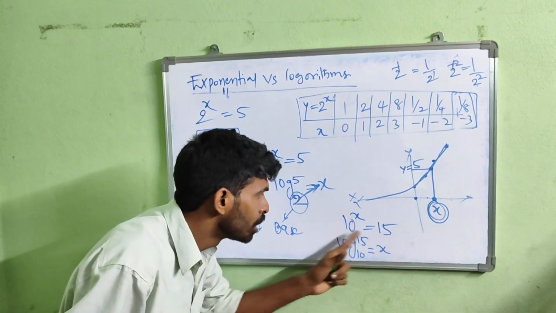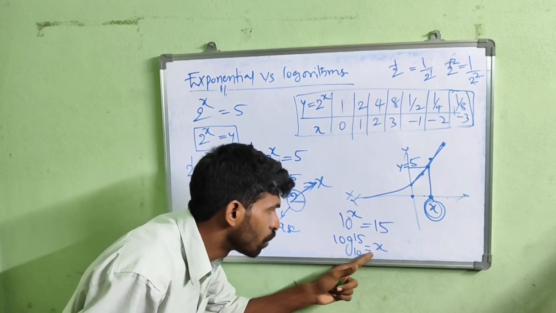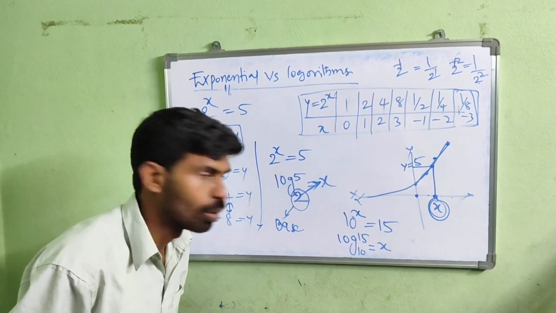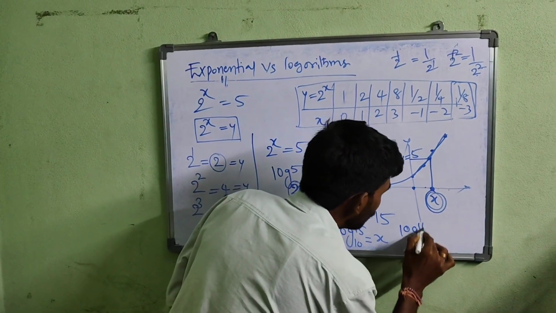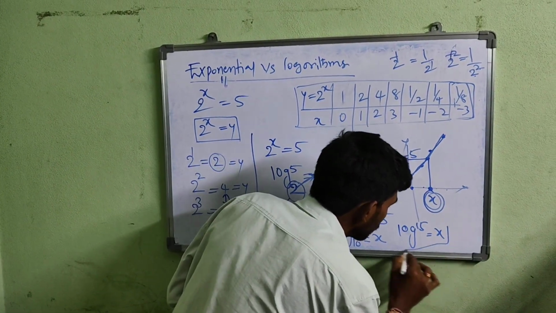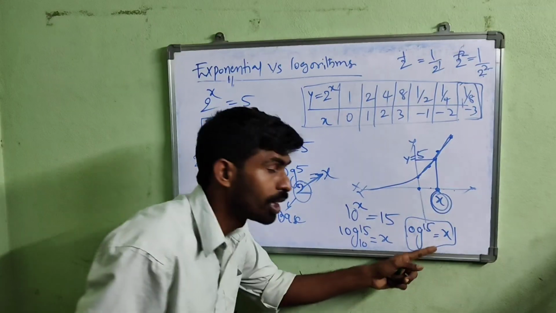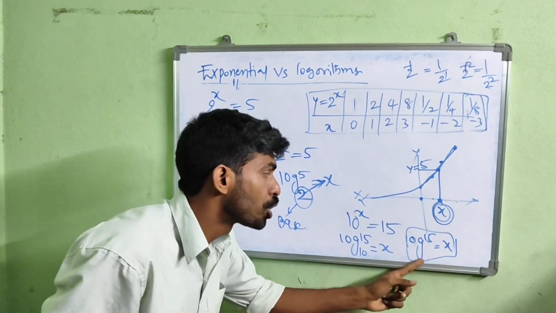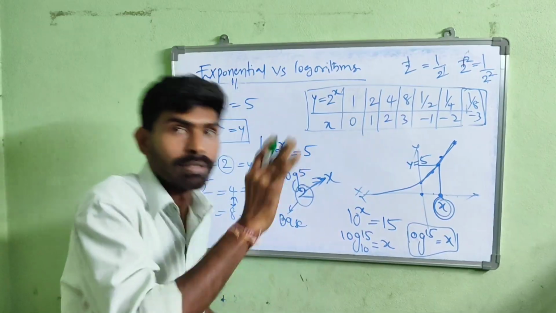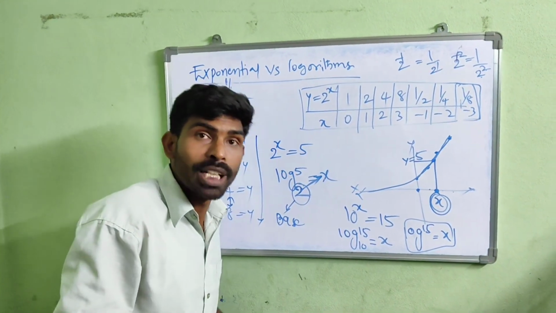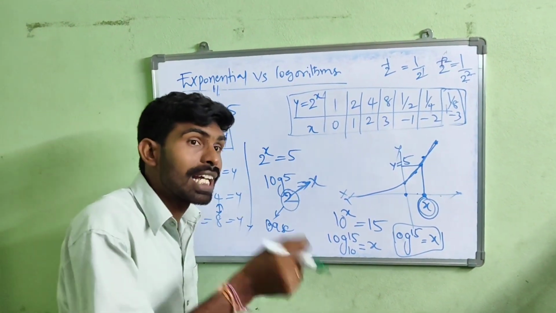Log 15 to the base 10 equal to x. We can simply write it as log 15 equal to x. There is no base, which means the base is 10.